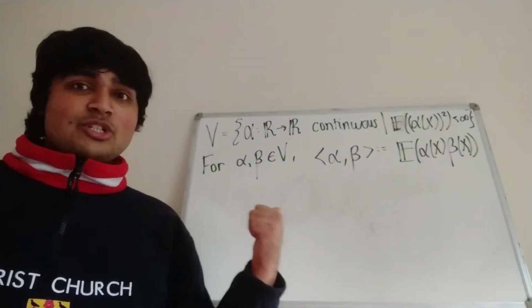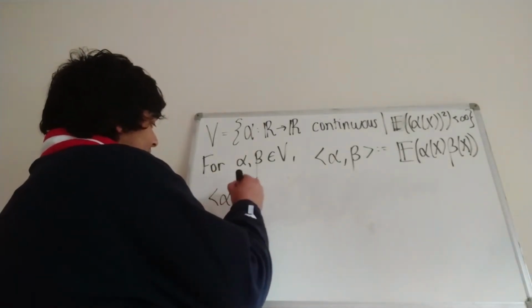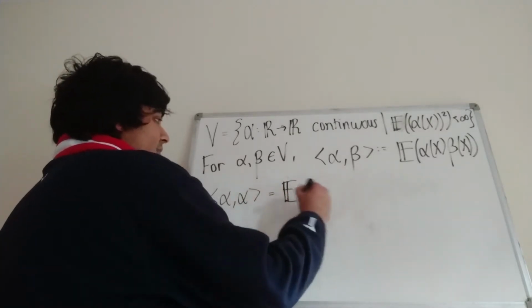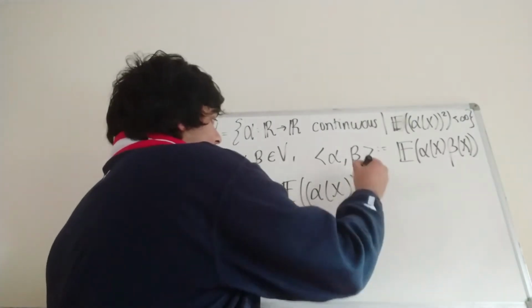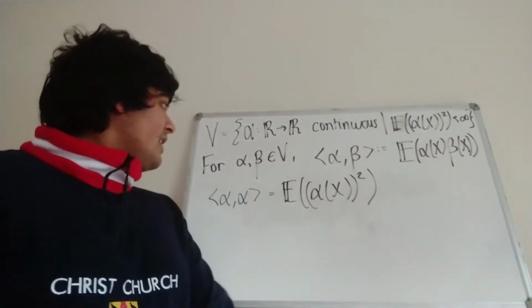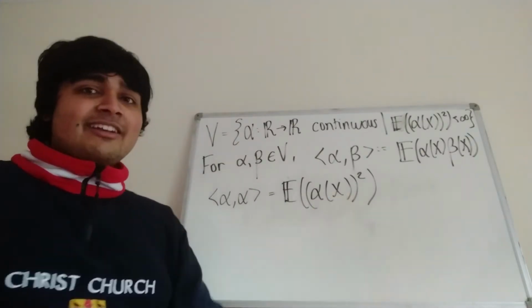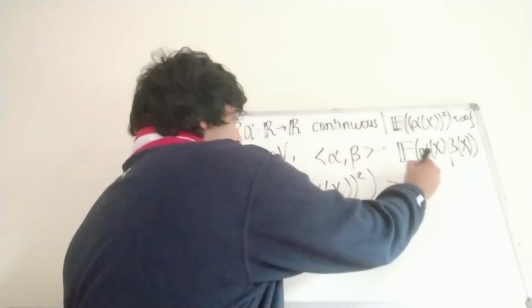Firstly we'll check positive definiteness. Let's firstly see that it's non-negative. The inner product of alpha with alpha is equal to the expected value of alpha(X) all squared. Because alpha is a real function, the guy on the inside is non-negative, so certainly its expectation is going to be non-negative.